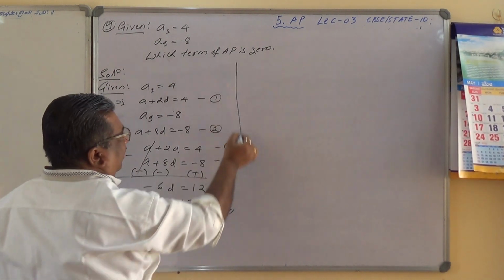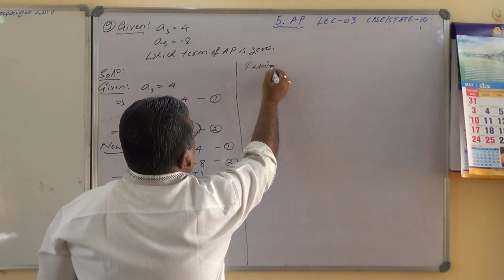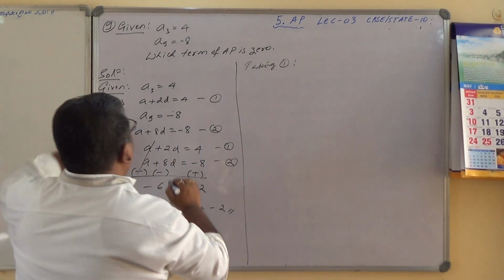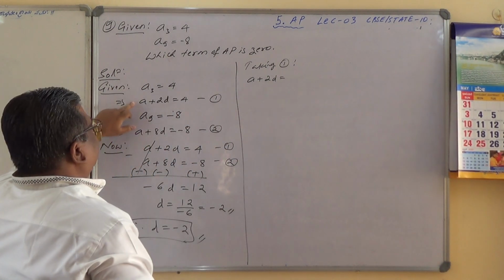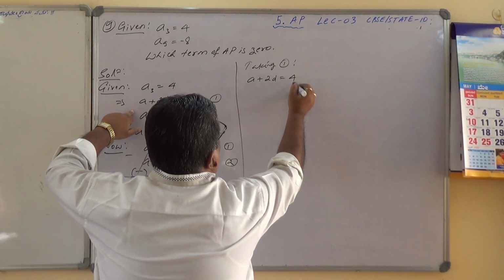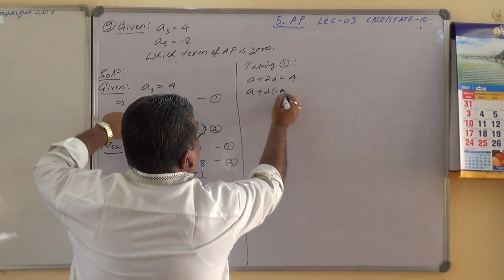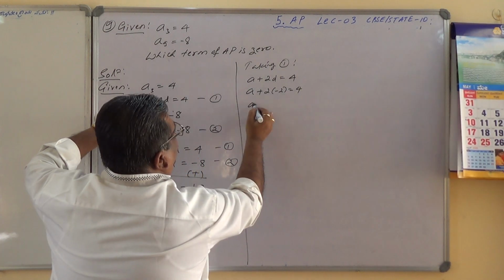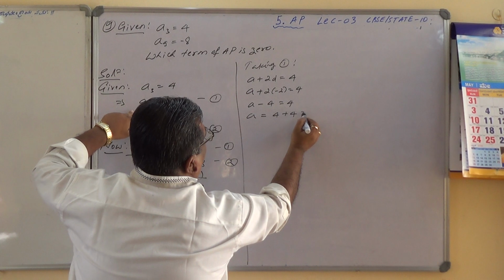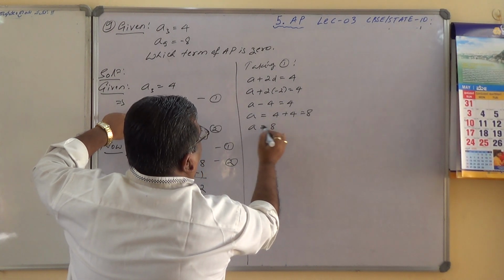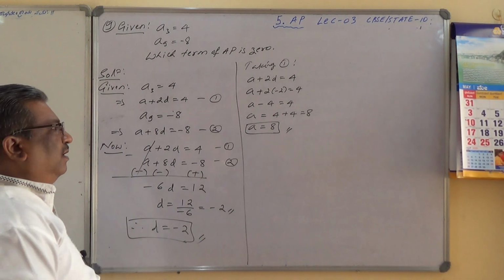Now you find A. Take 1. A plus 2D equals 4. What is the value of D? Minus 2. A plus 2 times minus 2 equals 4. A minus 4 equals 4. A equals 4 plus 4, which is 8. A equals 8. You know D and you know A.